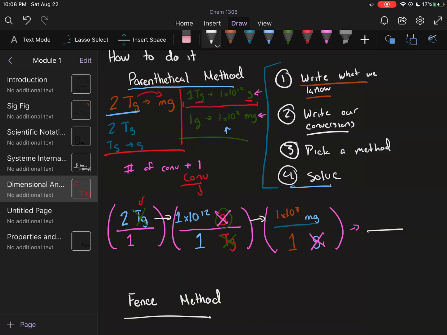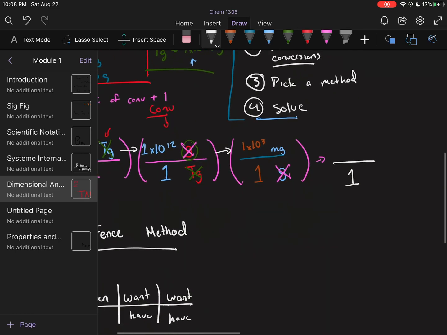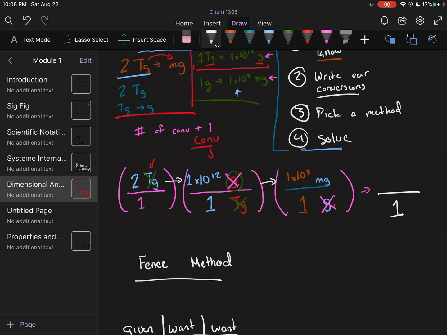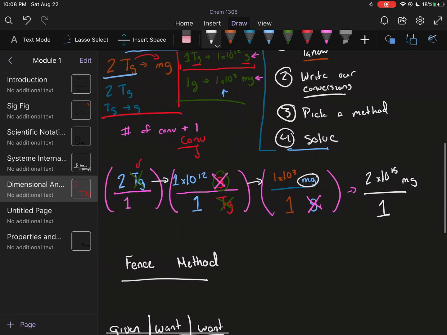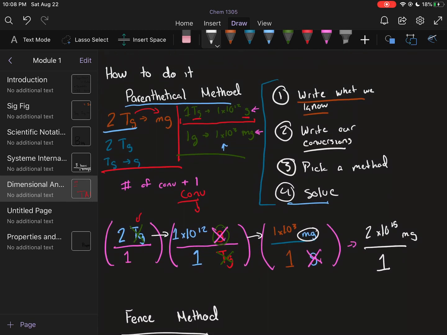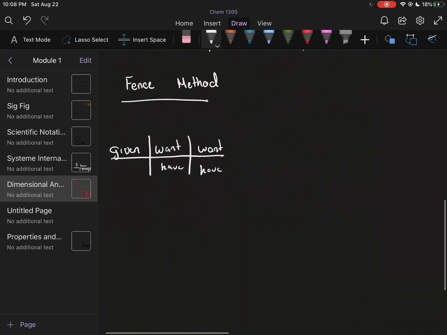Again, these are fractions, so just multiply the fractions. So 1 times 1 times 1 is, of course, 1. And 2 times 10 to the 12 times 1 times 10 to the third. So you're going to come up with 2 times 10 to the 15 milligrams. Right, and that's how you do it. So again, this is just a whole bunch of conversion ratios with want over have, want over have, want over have. So again, let's do the same problem, 2 teragrams to milligrams, because we know the answer.